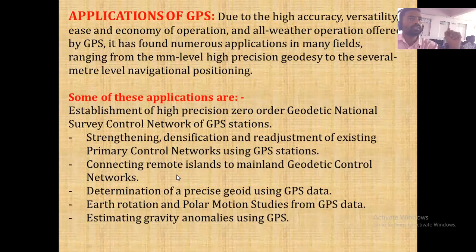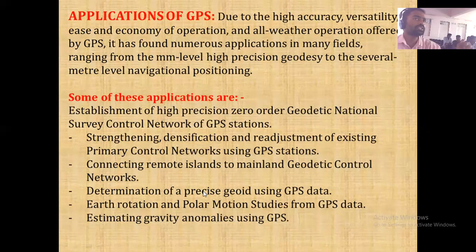Then connecting remote islands to the mainland geodetic control network. Remote island means, you have seen the India map and you have seen Andaman Nicobar. They are islands, correct? They are very small, minute islands as compared to India. But they are connected between the Andaman Nicobar and India. So that is connecting a remote island to the mainland by using geodetic control networks.